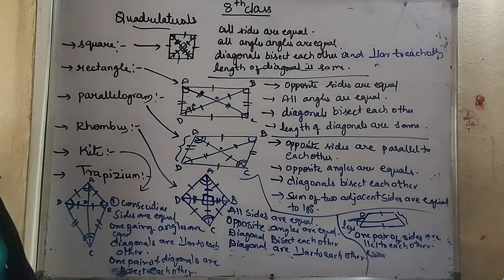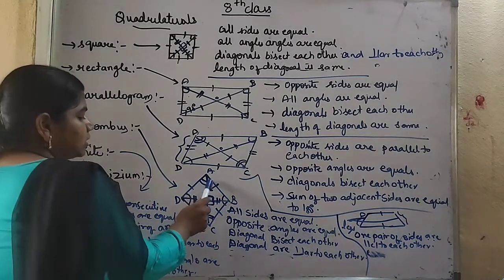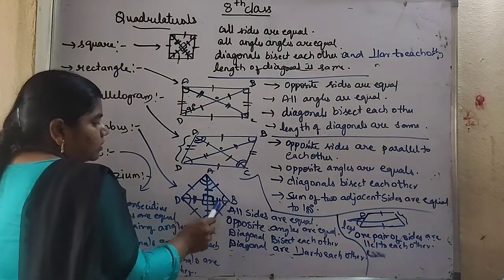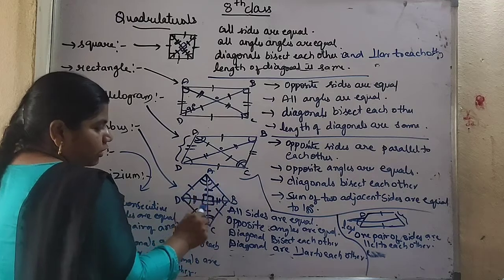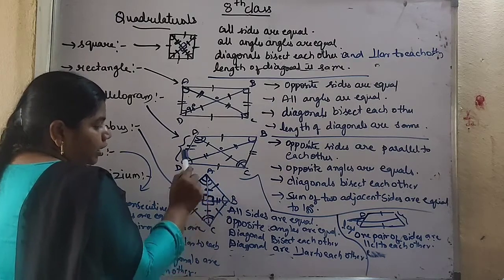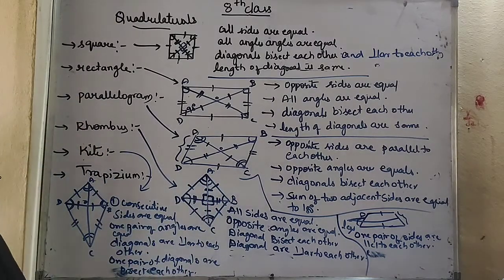Next is rhombus. In a rhombus, all sides will be equal, opposite angles will be equal and the diagonals bisect each other and are perpendicular to each other. So these are the properties of rhombus.